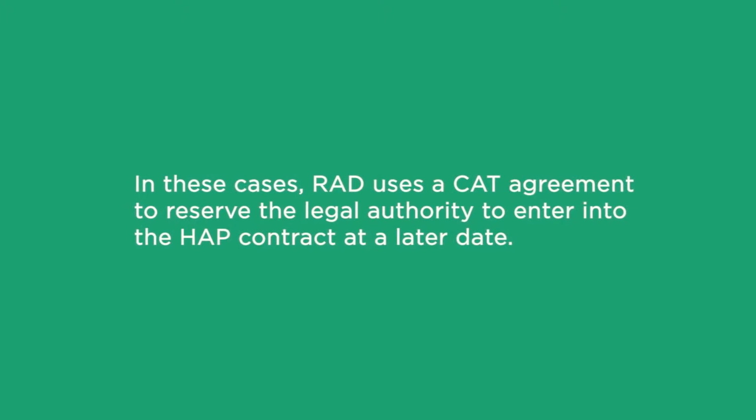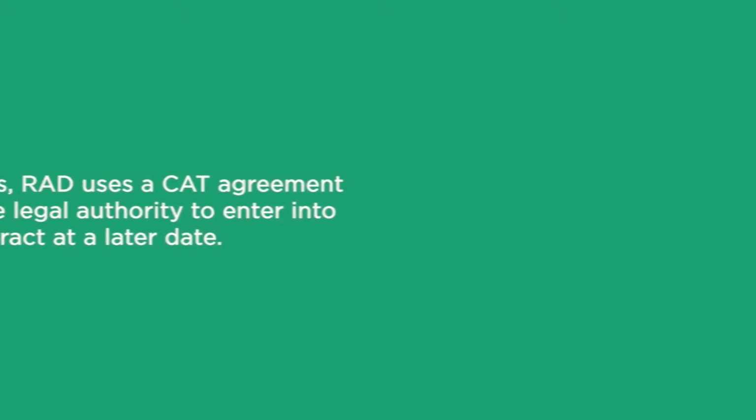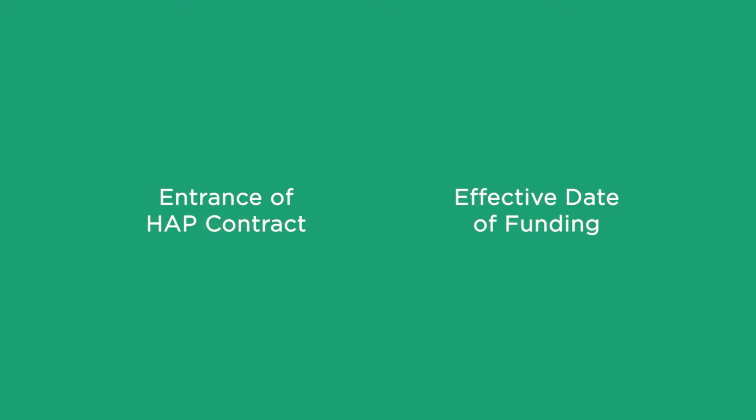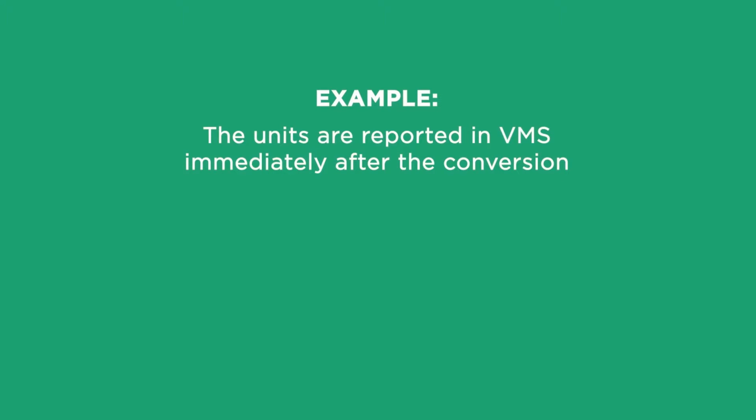In these cases, RAD uses a CAT agreement to reserve the legal authority to enter into the HAP contract at a later date. In this case, the entrance of the HAP contract determines the effective date of funding. This date can be the first of any month of the year, getting a full 12 months of funding. The units are reported in VMS immediately after the conversion. If the effective date was October 1, 2021, the units would be reported in VMS in October 2021.